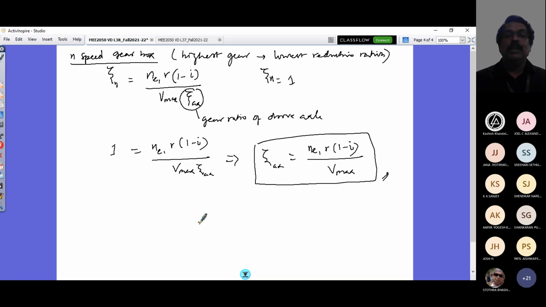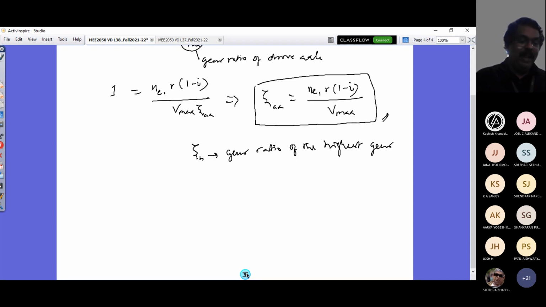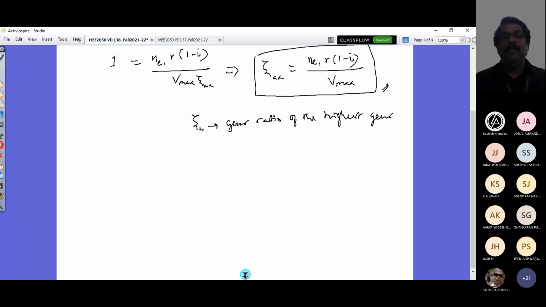So what is this? Zeta n refers to the gear ratio of the highest gear. If my vehicle is a 4-speed gearbox, then it is zeta 4, right? So this is the basis to decide my vehicle's higher speed. If I have this vehicle high speed, then I would decide my next speed from these ratios.